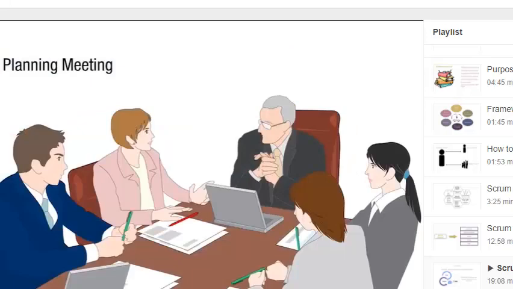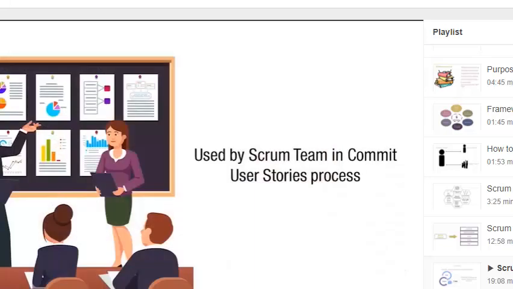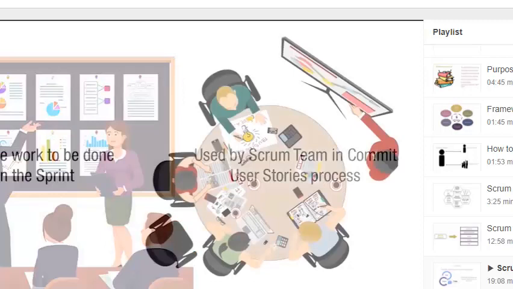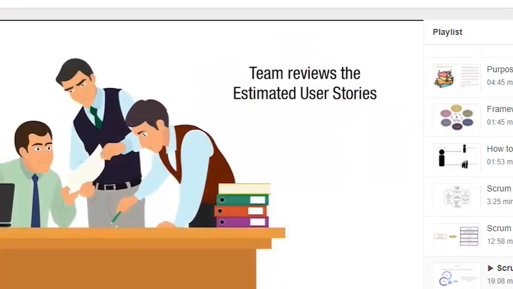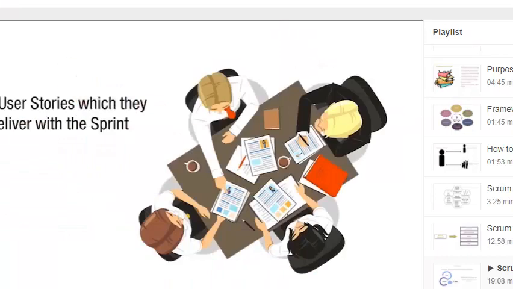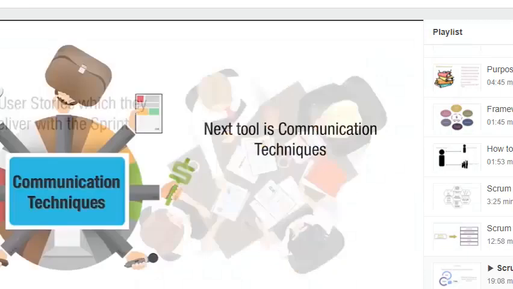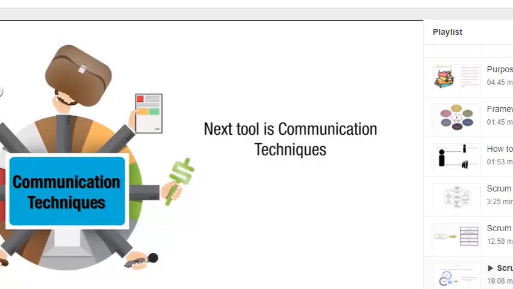The Sprint Planning Meeting is used by the Scrum team in the Commit User Stories process to plan the work to be done in the sprint. The team reviews the estimated user stories in order to commit the user stories which they can deliver within the sprint. The next tool is Communication Techniques.